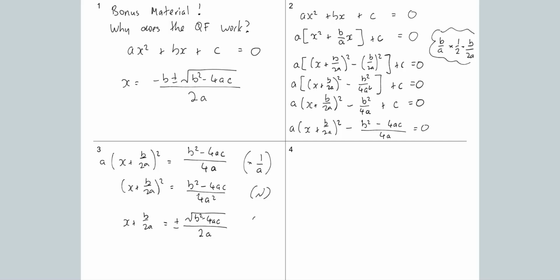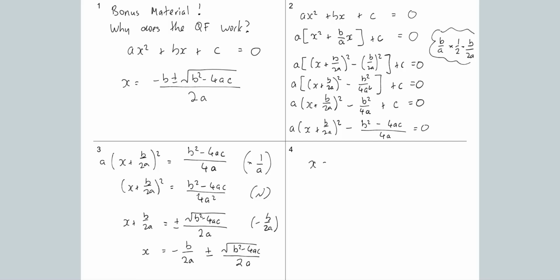Now I'm going to subtract b on 2a from both sides to leave myself with x. And what am I left with? Negative b on 2a plus or minus the square root of b squared minus 4ac, also over 2a. So we've got a common denominator of 2a, which means we can combine both of those fractions into one, and I'll do that on slide 4.